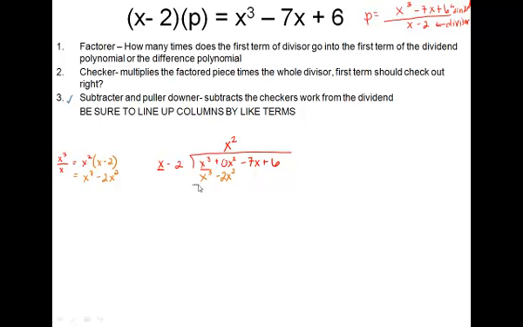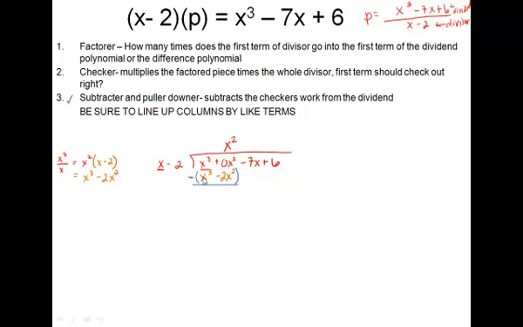So what we're going to do is subtract these. Now that the checker checks the work, we're going to subtract these values from the top. That's why it's also important to line up in proper columns, because we won't be able to subtract otherwise. They need to be like terms.